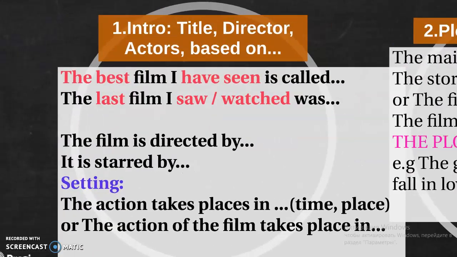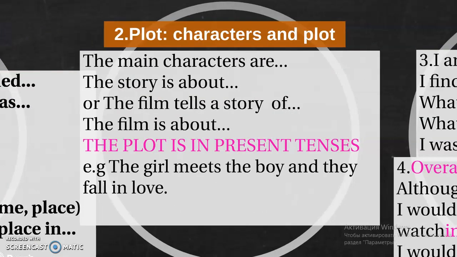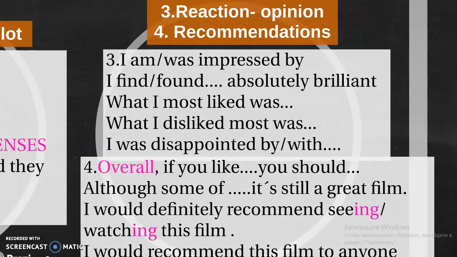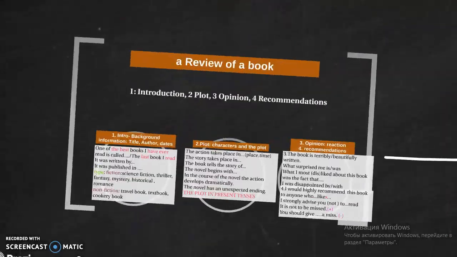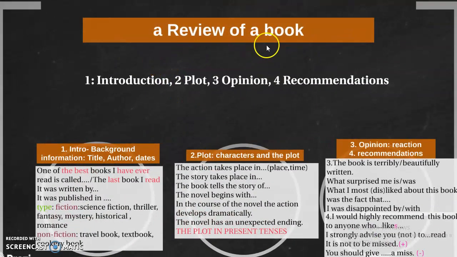So the introduction, the characters and plot, your reaction, your opinion, and the recommendations. So next one, review of a book. A review of a book also has 4 parts: introduction, plot, opinion, and recommendations. In an introduction you should give the background information about the book. It means the title, author, and dates.